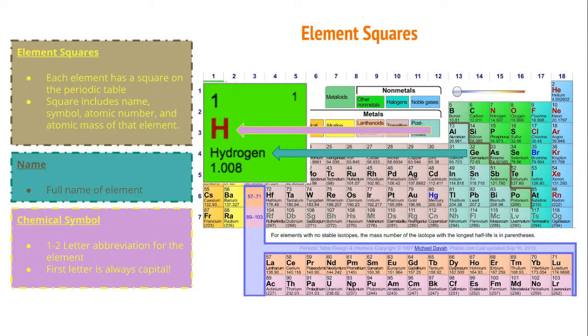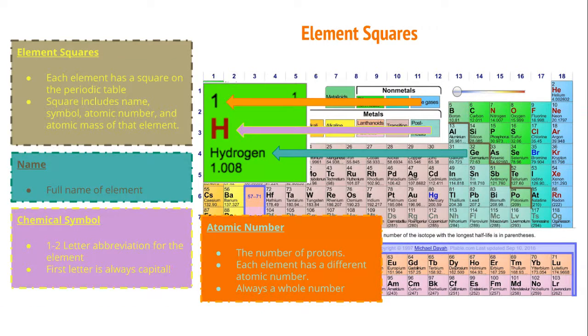The chemical symbol is the shortened 1 to 2 letter abbreviation that we use for the name. And its first letter is always capital. So for example, we have like helium over here, even though it's 2 letters, the first letter is capital, the second is lowercase.